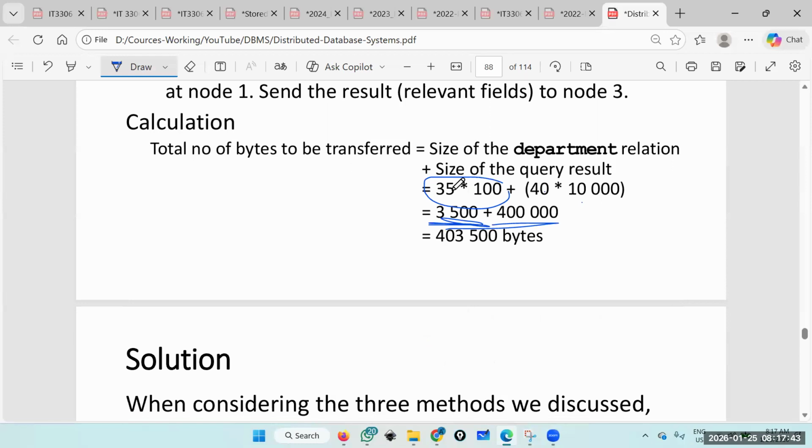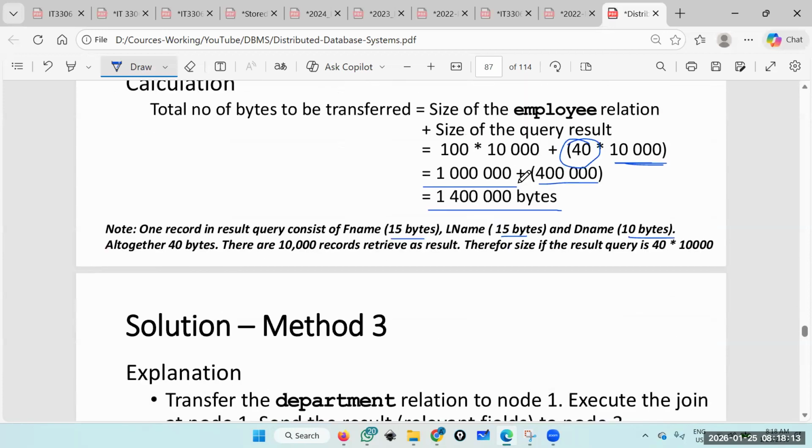so you take, now we have the result in our site C, 3,500 going from B to A, right, 3,500, and 400,000 coming from A to C, and we need the result in C. So the total is 403,500. So that is the best. That is the best because this is way smaller than the previous two.